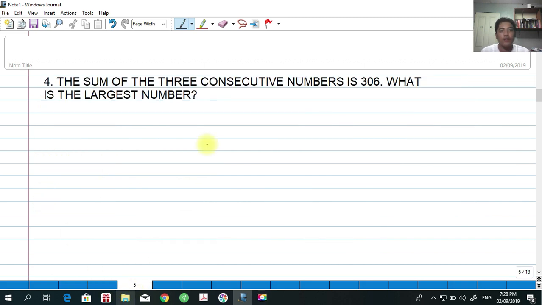Let's try another problem. It says the sum of three consecutive numbers is 306. What is the largest number? For our solution, we have to determine the consecutive numbers or the largest number, which is what is being asked in the question.